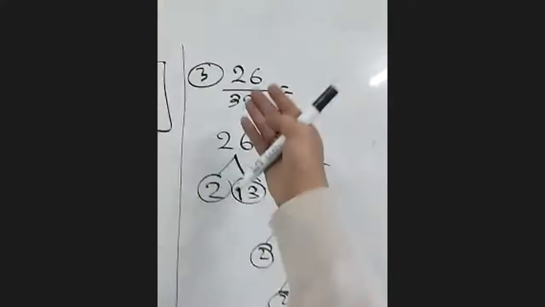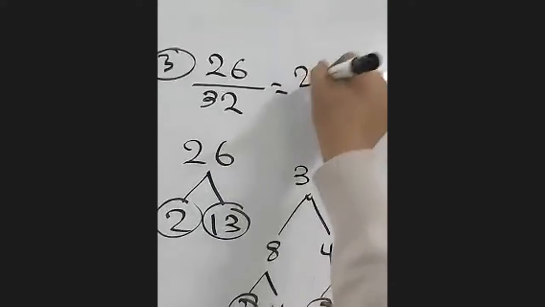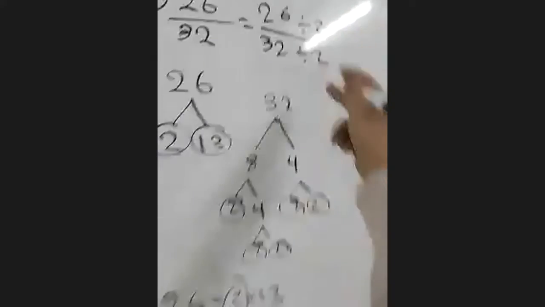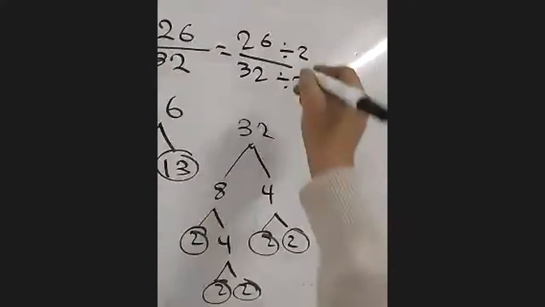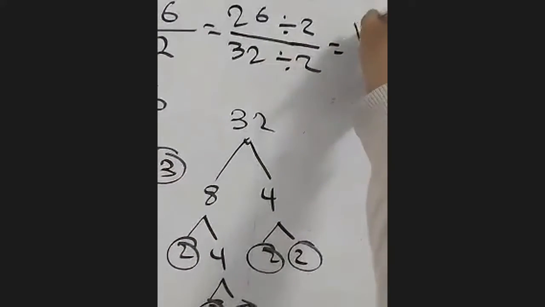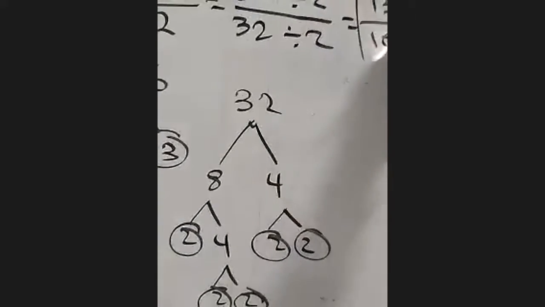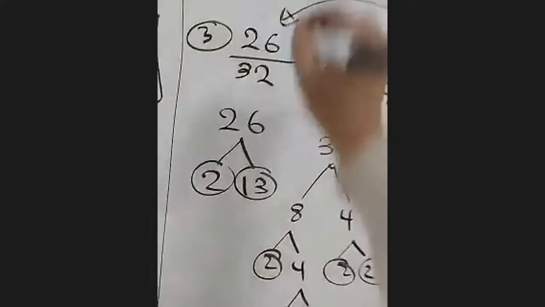So I will go here, and I will say 26/32, both divided by what? By the GCF, which we found, which is how much? Up 13 and down 16. This is the simplest form of this fraction.